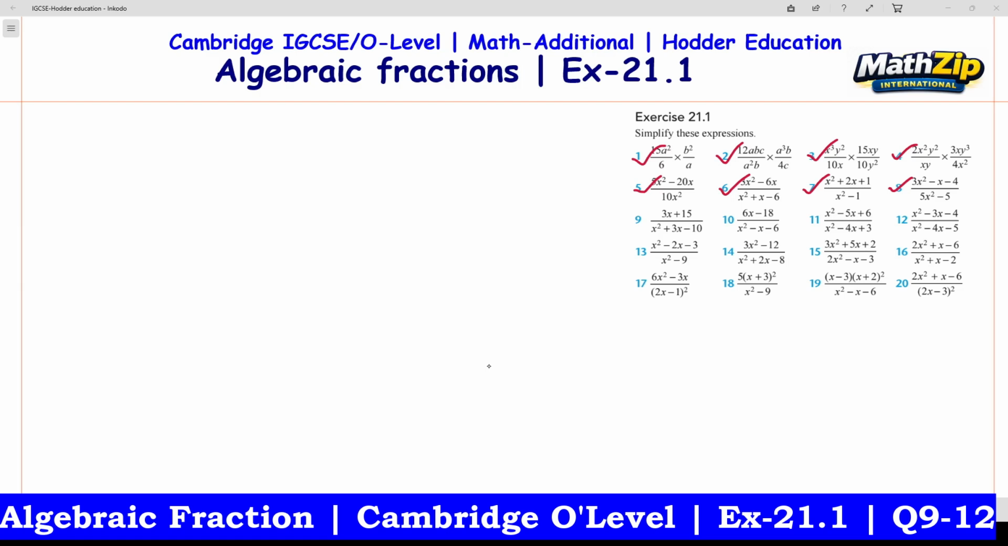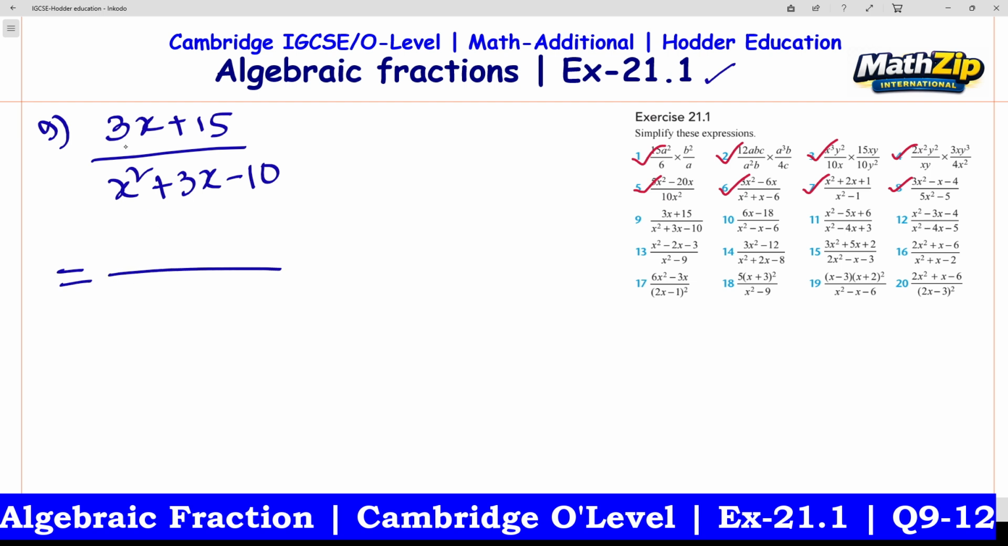Algebraic fraction question 9. We are in exercise 21.1. Question 9: 3x plus 15 divided by x squared plus 3x minus 10. So we are going to simplify this one.